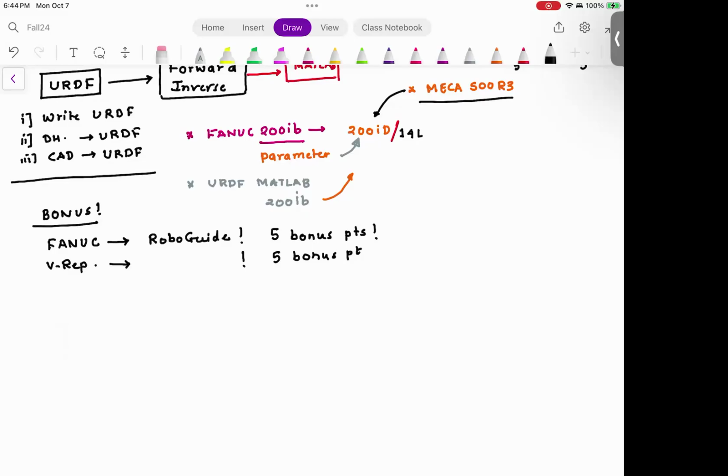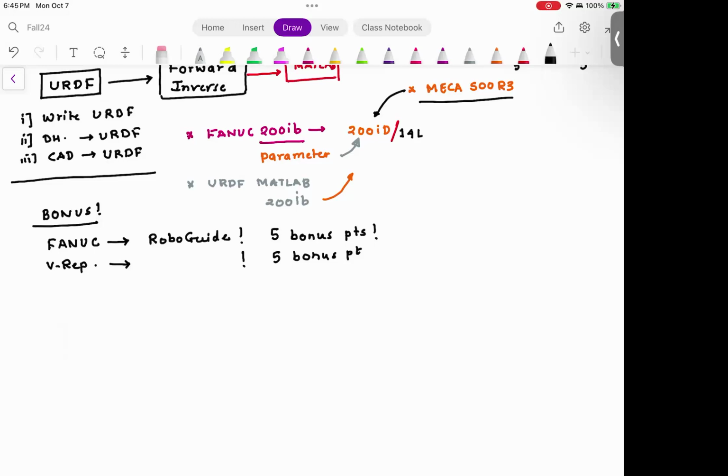It doesn't have to be a robot. It could be a bird. It could be a plane. It could be a helicopter. It could be a tilt rotor. It could be a rock. It could be a spaceship. Whatever it is, you can use the technique that we have studied, assign the frames, and find the forward and inverse kinematics solution for that object.